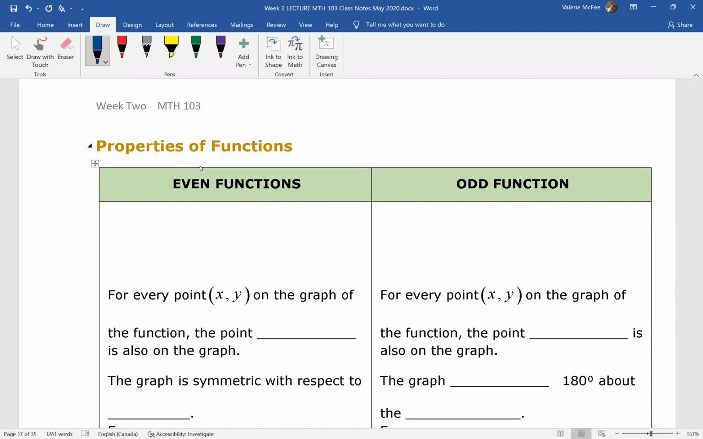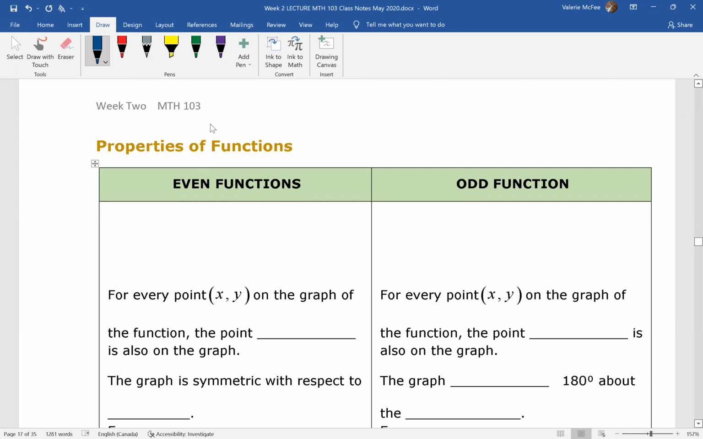In this lecture, we want to talk about the properties of functions. We're going to use these properties a little bit now, but they won't come up again until we talk about trigonometry and graphing trig functions. So you will need to remember these definitions because we will use them again.